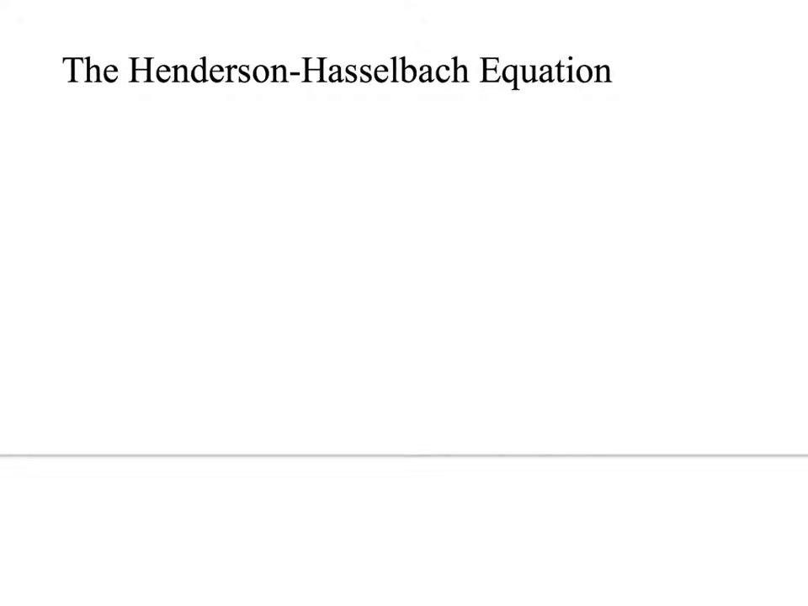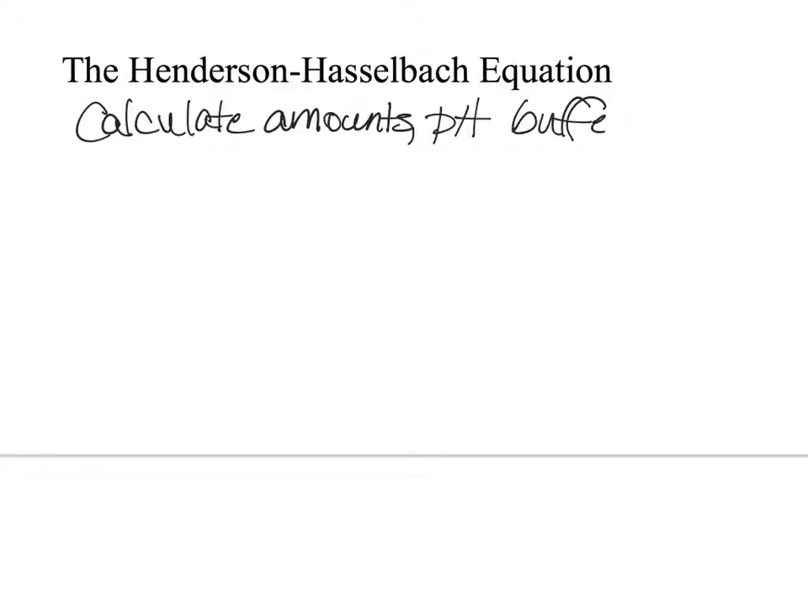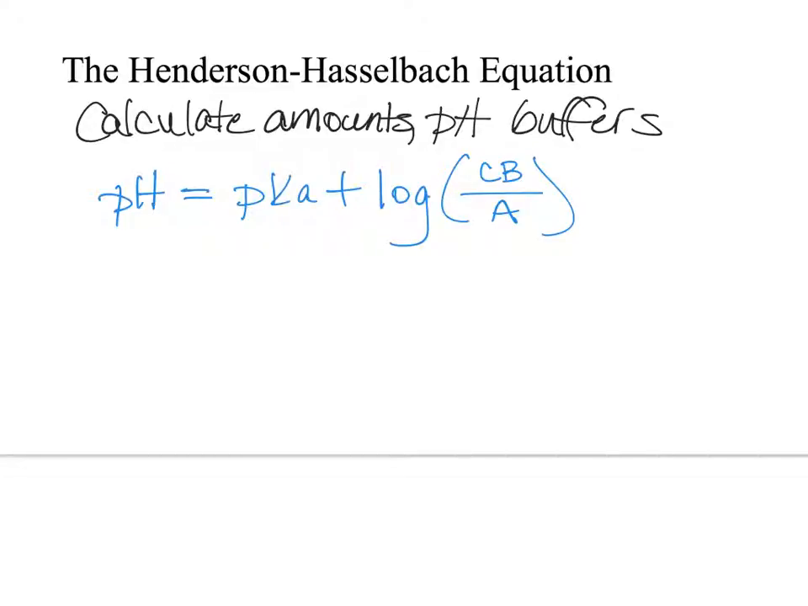Another equation that we use a lot of times in calculating amounts or pHs of buffers is the Henderson-Hasselbalch equation. And you will see this again if you take analytical chemistry or biochemistry. The equation is pH is equal to pKa plus log of the conjugate base concentration over acid concentration. So pH we know, and we know conjugate base and acid, but we do not know pKa.